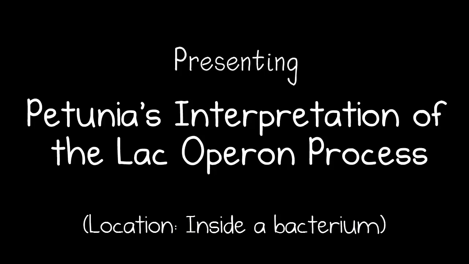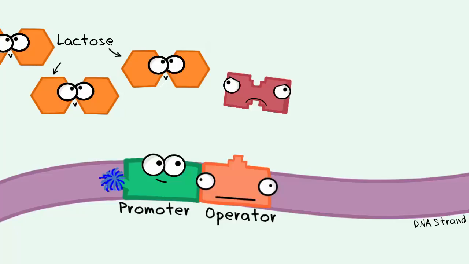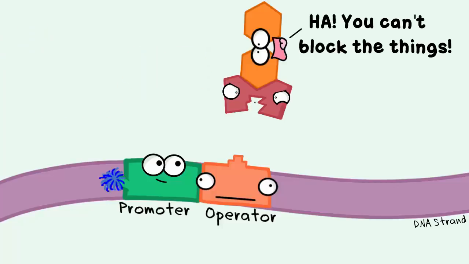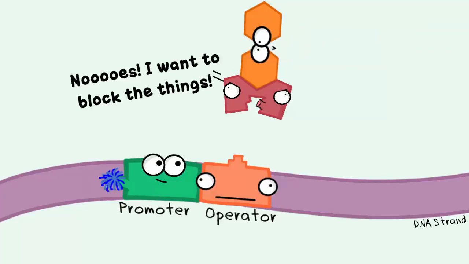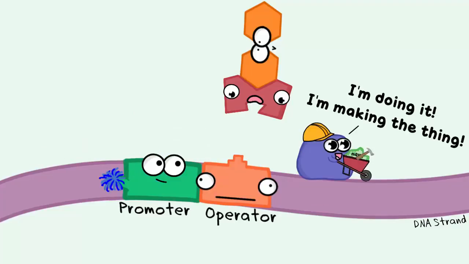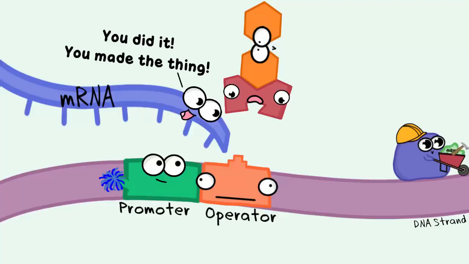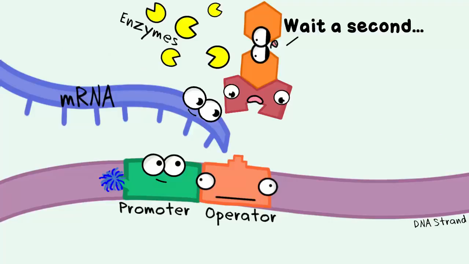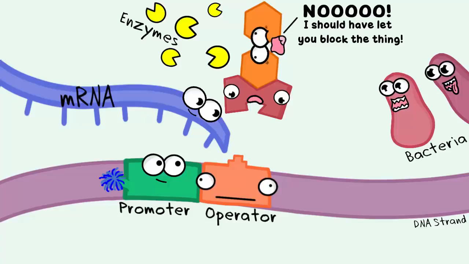But if lactose is around in the environment, something pretty cool happens. The lactose, remember that's the sugar, binds to the repressor. This changes the repressor's conformation. Try as it might, the repressor cannot bind to the operator. RNA polymerase finds its promoter, binds, and transcribes to make the mRNA from the genes on the operon. That mRNA will be used to make enzymes to break down the lactose sugar. And bacteria like to eat, so that makes them pretty happy.